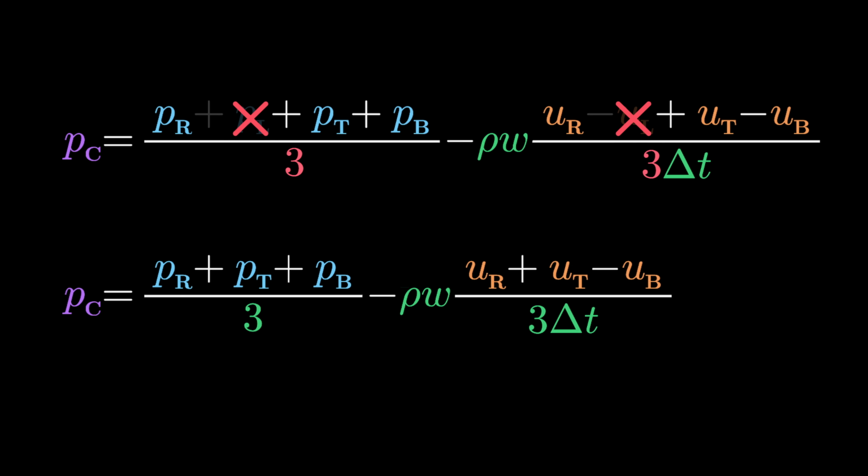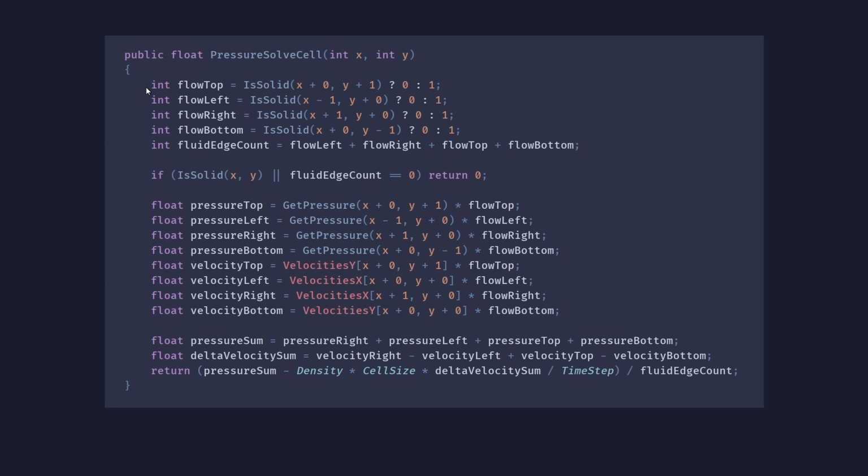So in the code then, we can just look at which edges of the cell are solid, and use that information to cancel out any pressure and velocity values at those solid edges. We also divide not by 4, but by the number of non-solid edges now, and if that's 0, then there can't be any fluid flowing in or out, so it doesn't have a meaningful pressure value, and so I just made it exit early over here with a value of 0.